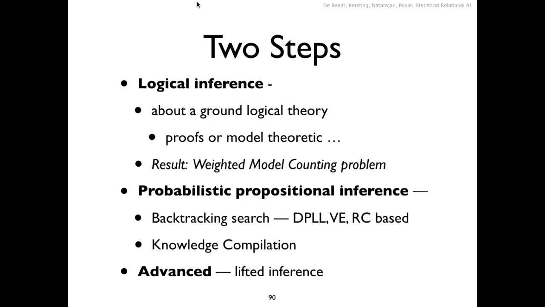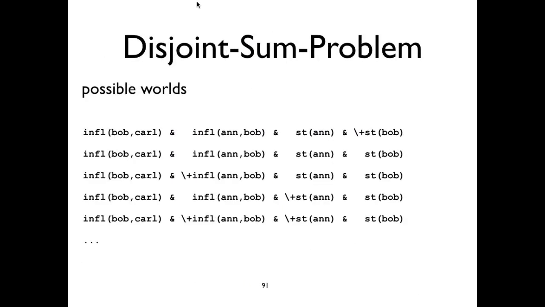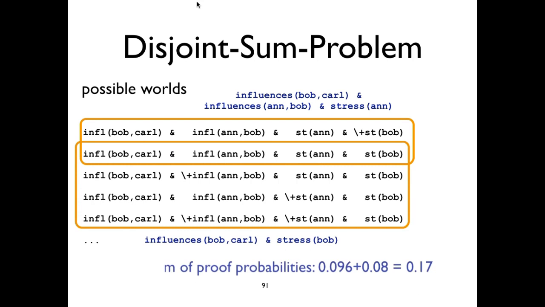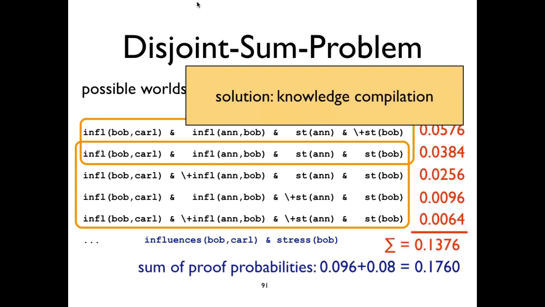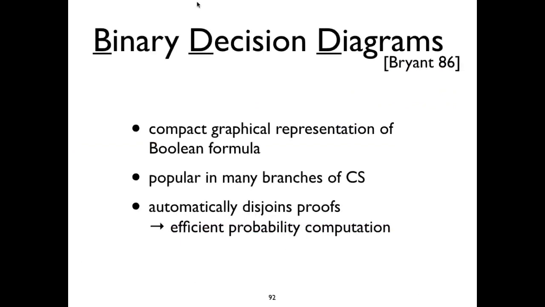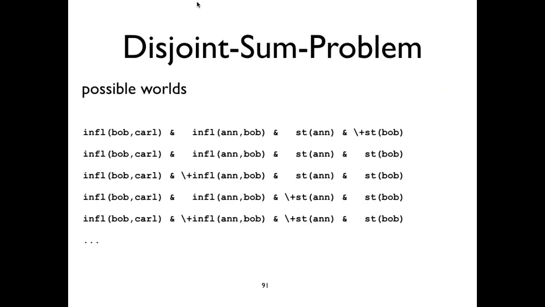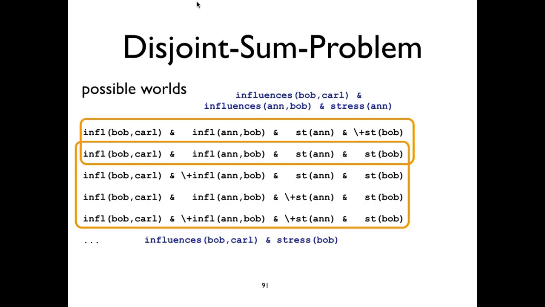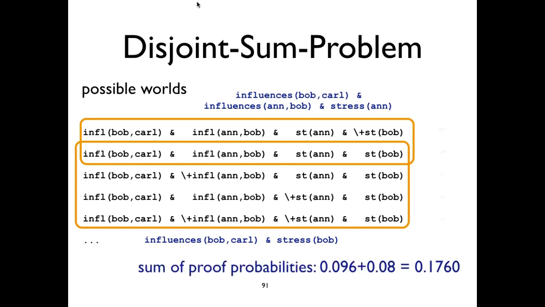But let's look a little bit at how you can do that now in practice. There is this disjoint sum problem, and the solution that we typically take is to look at the two proofs that we have, right? We've got these two proofs, and then we try to compile that into a structure that allows us to do efficient inference, that allows us to avoid that problem. And this is called knowledge compilation.